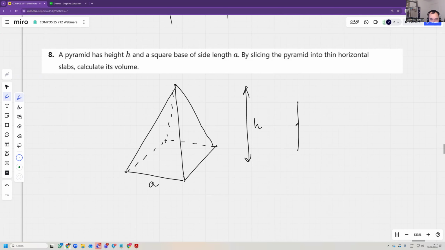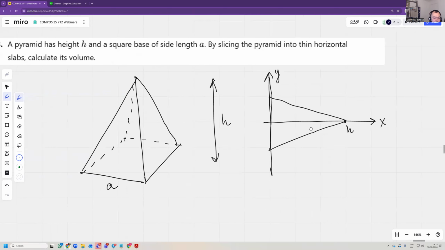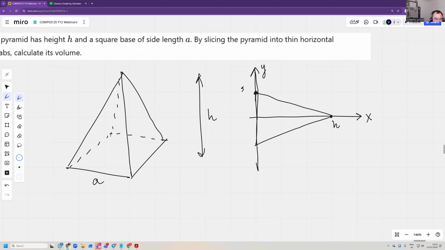I'm going to place the height along the x-axis, and this is the height, and this is the pyramid, and this is y. So this would be a over 2, this is minus a over 2. So basically, it's a pyramid turned on its side, and I'm looking at it from the back. So I hope you understand what this means.